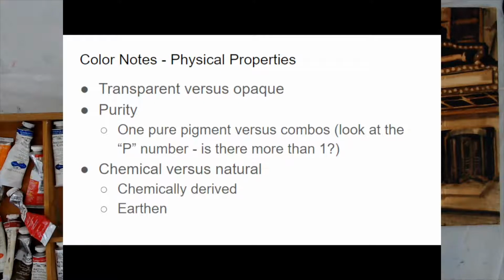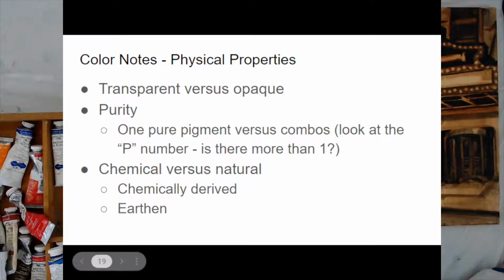I'm going to pull these paints out in a minute, but I just wanted to explain that really quick with some of the colors I had in the box here. Purity: one pure pigment versus combos. Look at the P number. Is there more than one? If there's more than one P number on the back of your tube, that means it's possibly a color that you can mix. Now, if it's a color that you use a lot of and you would rather have it pre-mixed, then money, okay? And there's also some pigments that are chemically derived and others that are earthen.